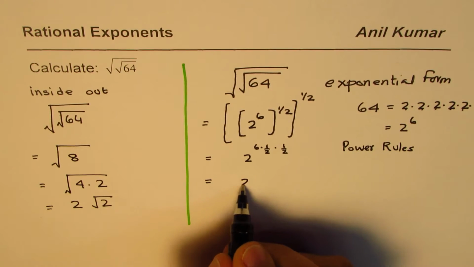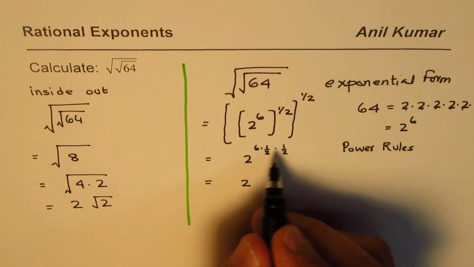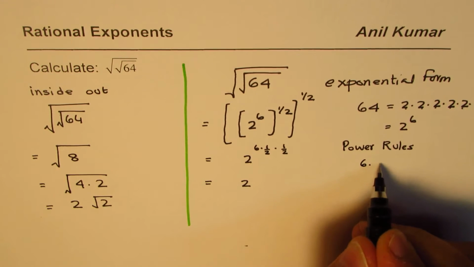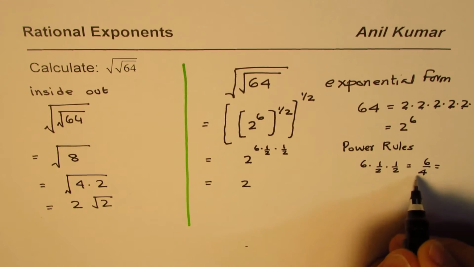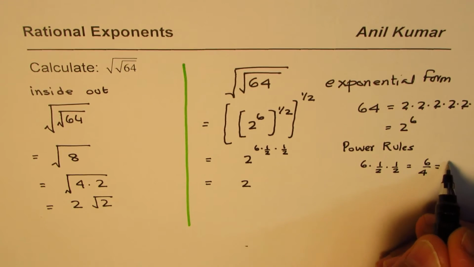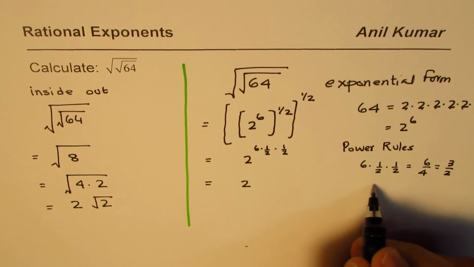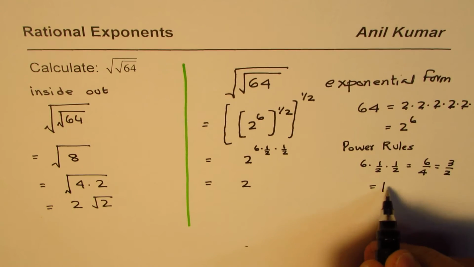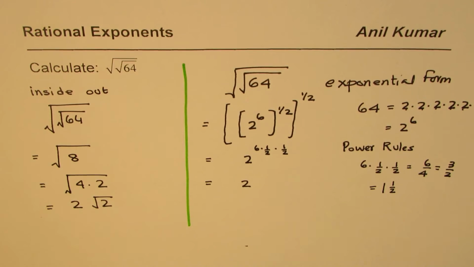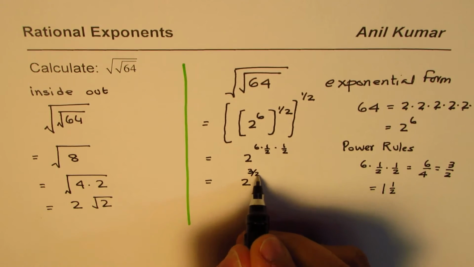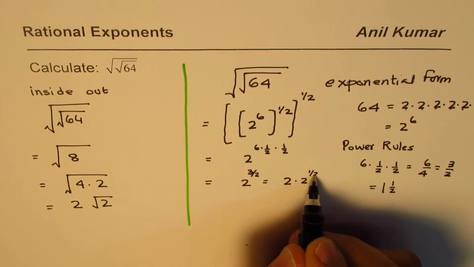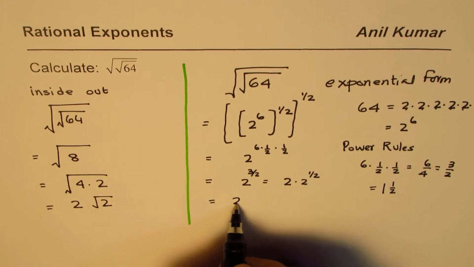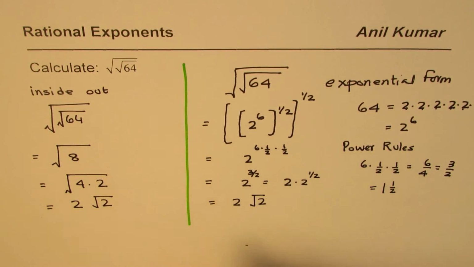Which gives you 2 to the power of 1 and a half. This is 6 divided by 4. 6 over 4 you can reduce by dividing both by 2 as 3 over 2, right? Or you could also write this as 1 whole and a half. So we could write this as 2 to the power of 3 over 2, which is 2 to the power of 1, that means 2 as a whole, and then 2 to the power of half. That is the same as what we wrote here, 2 square root of 2, right? So that could be another strategy to work with.